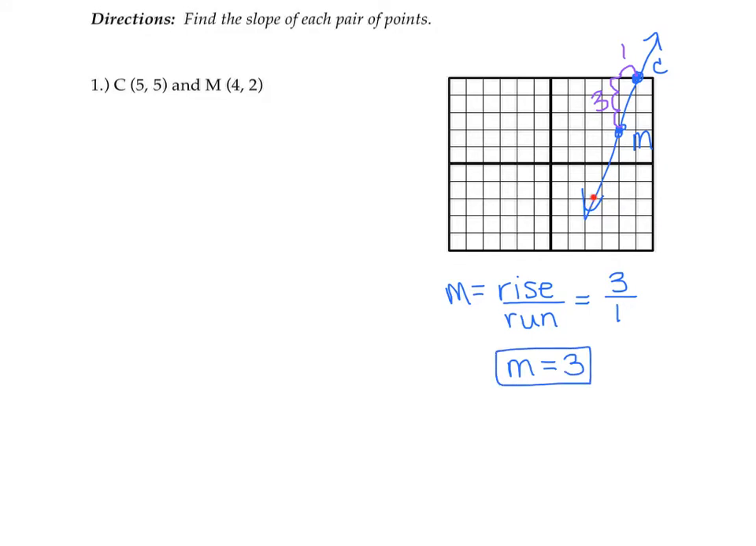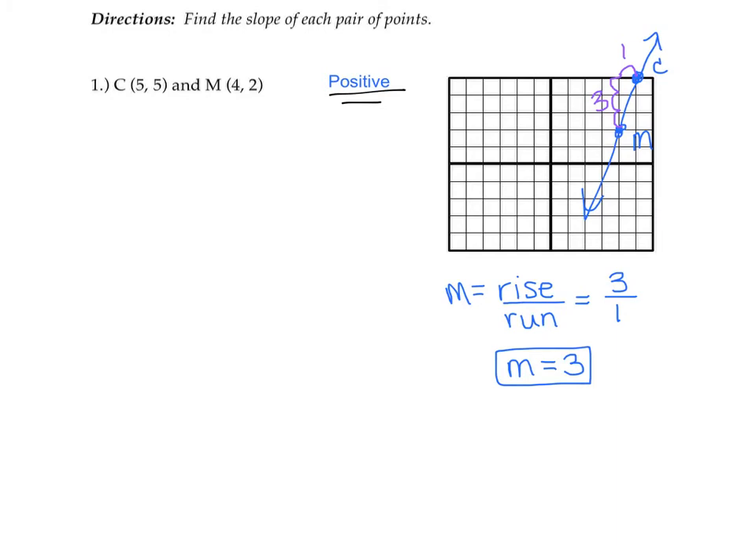Notice we went uphill here, so this is a positive slope. Okay, so all we're doing with a graph is finding the rise over the run. You go to your bottom coordinate, you rise, and then you run.